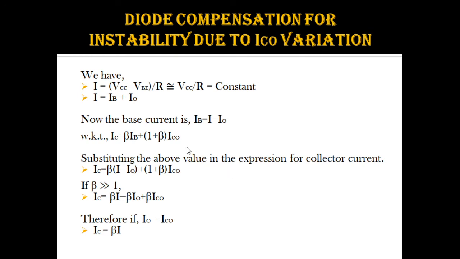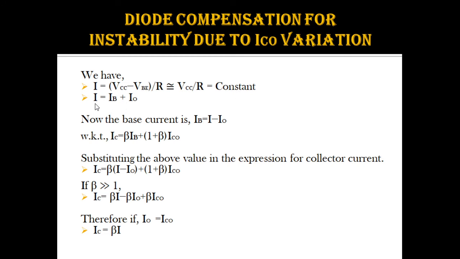So, normally the current I is equal to VCC minus VBE by R. Actually, we usually write I in terms of V by R. So you have this VCC, that is the biasing voltage, minus the base emitter voltage divided by R. This VBE is very, very small, so we are neglecting it. So it is finally approximately equal to VCC by R, which is a constant.